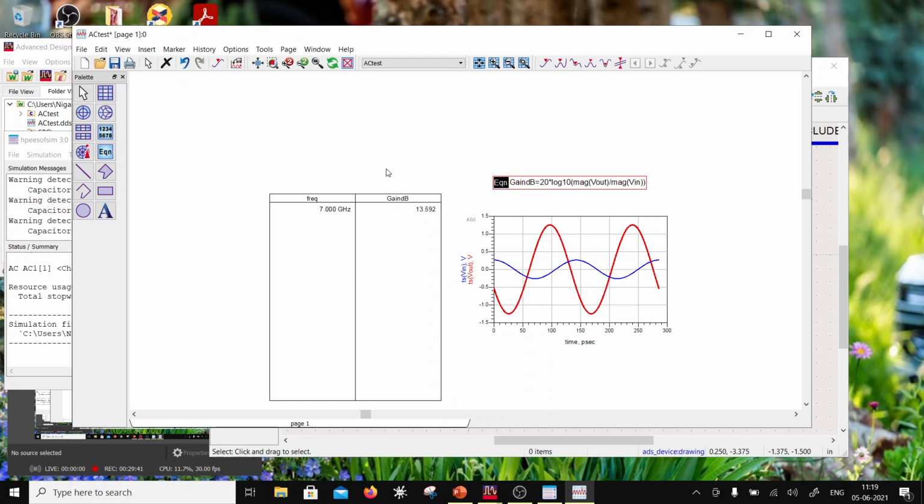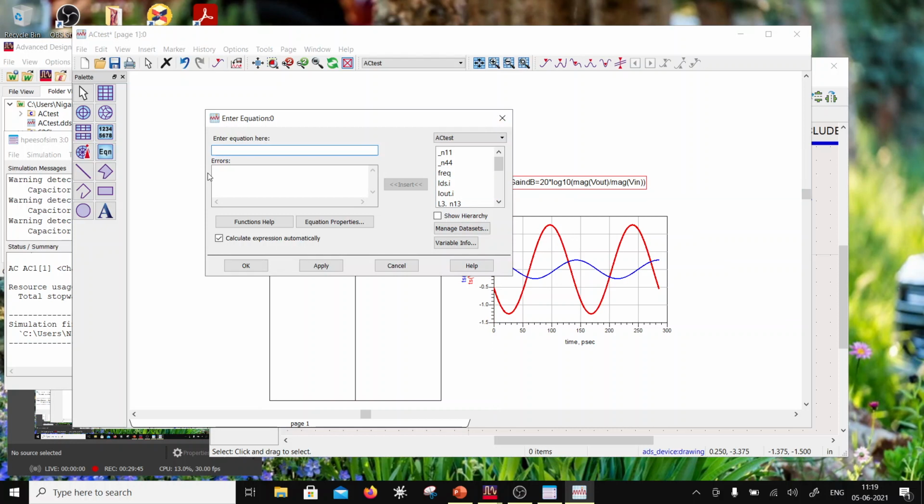What about the phase between input and output? So I can put here phase in degrees is equal to, okay, I can add the phase. So I can just write phase of V out minus phase of V in.